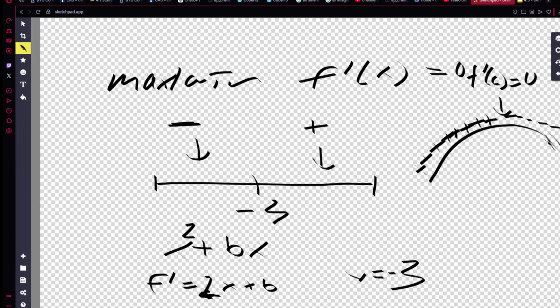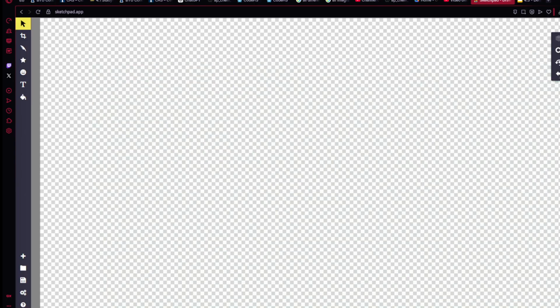That means the second derivative and the first derivative must differ in sign. The reason is that if they differ in sign, then that's the only possible way for f prime of c to equal 0.